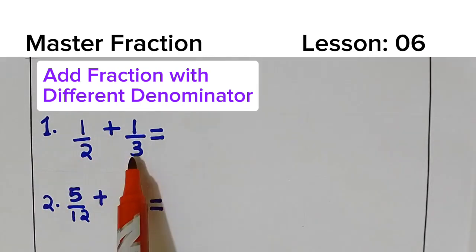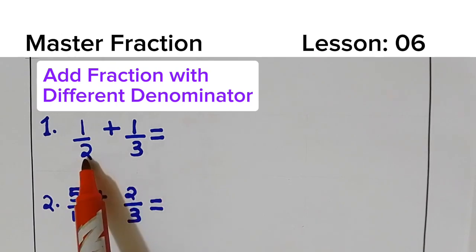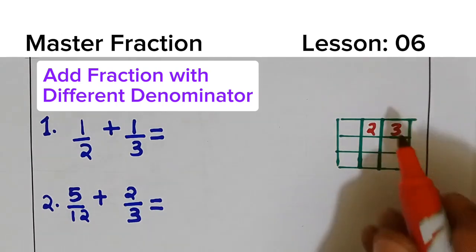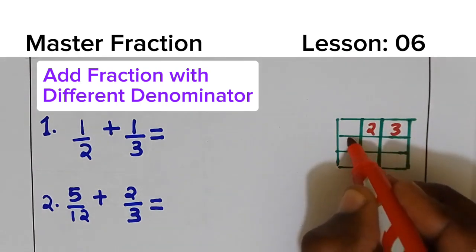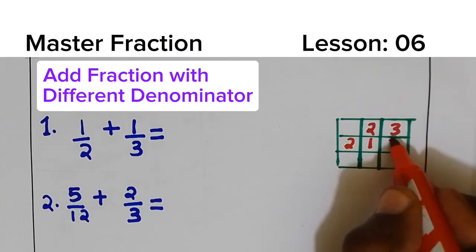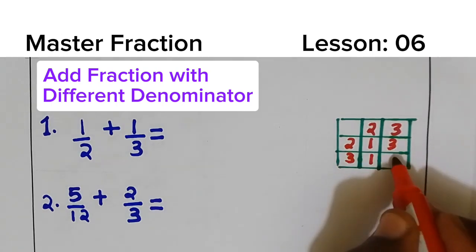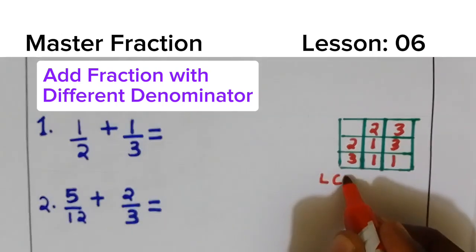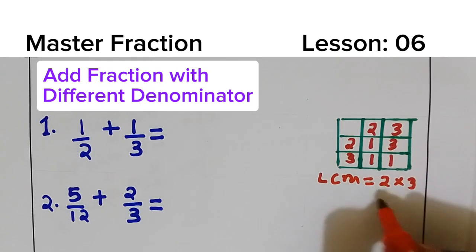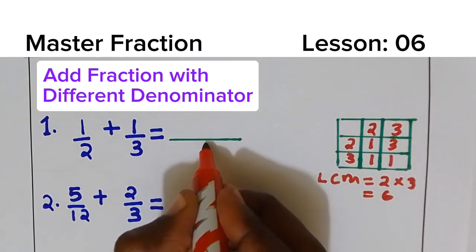We have different denominators, so what we are going to do is find the LCM of 2 and 3. Let's find the LCM of 2 and 3. It goes by 2. 2 divided by 2 is 1. 3 divided by 2 is 3. It goes by 3. Here we get 1. Here we're going to get 1. The LCM is going to be 2 multiplied by 3, which is 6. The LCM equals 6.